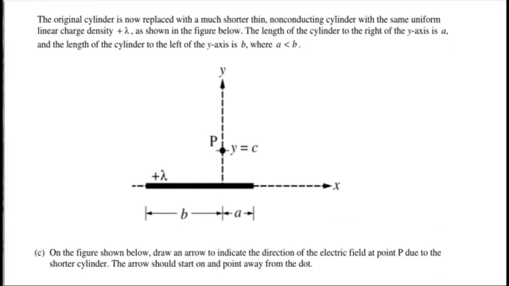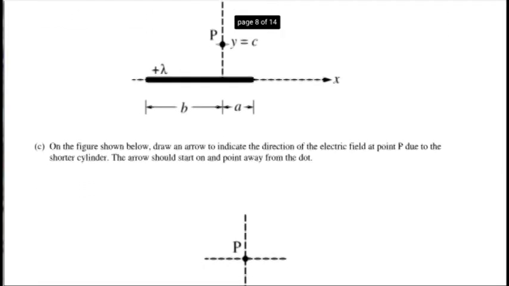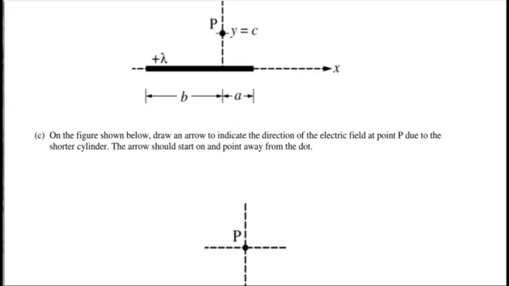Okay, so on to part C. The original cylinder is now replaced with a much shorter, thin, non-conducting cylinder with the same uniform linear charge density, plus lambda, as shown in the figure below. The length of the cylinder to the right of the y-axis is a, and the length of the cylinder to the left of the x-axis is b, where a is less than b. And they're asking us, again here, to just draw an arrow to indicate the direction of the electric field at point P due to the shorter cylinder.